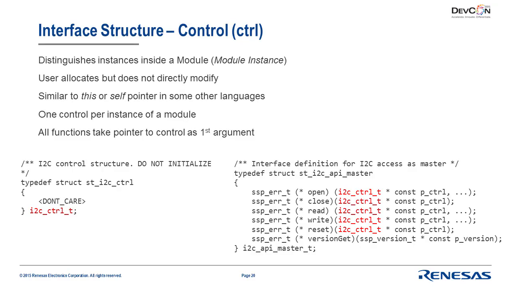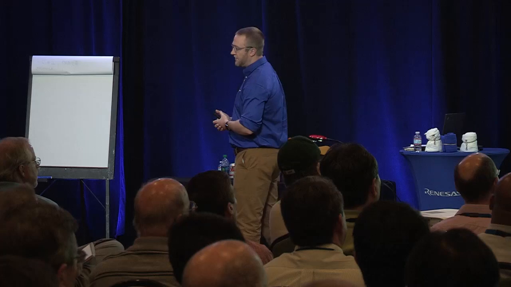Let's look into the individual pieces inside the instance structure. Let's first look at the control. And this helps you distinguish instances inside of a module. And the term we use here is module instances. So all SSP modules support multiple instances. If we have a UART driver, it's not going to support just channel 0. It's going to support all the channels on the device, which means that when you get into the code, somehow I have to know whether I'm working on channel 0, 1, 2, 3, etc.